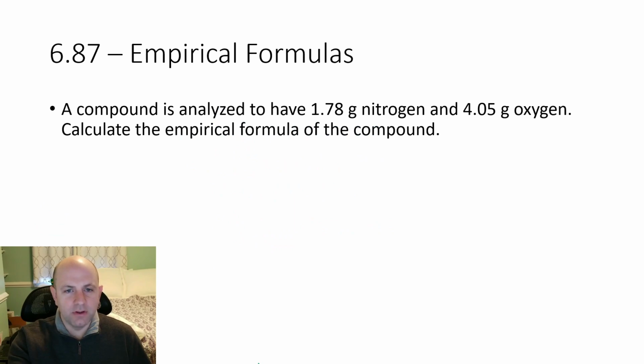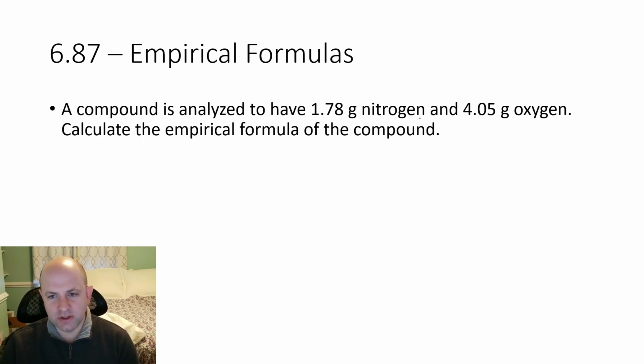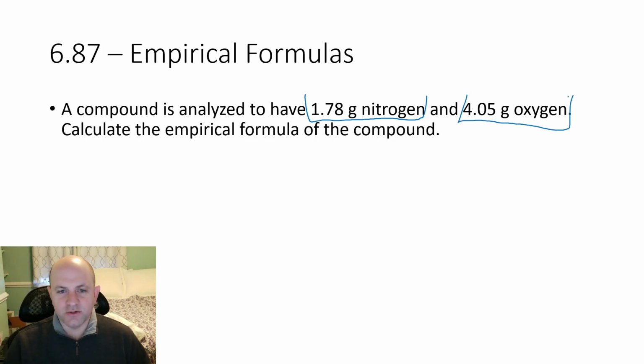All right, next up, empirical formulas. Say we got some lab data, how do we turn that into a formula we can use? And so we've got this. I'll just underline the key information. It's 1.78 grams of nitrogen, 4.05 grams of oxygen. That's it. Nice, only 2 elements.